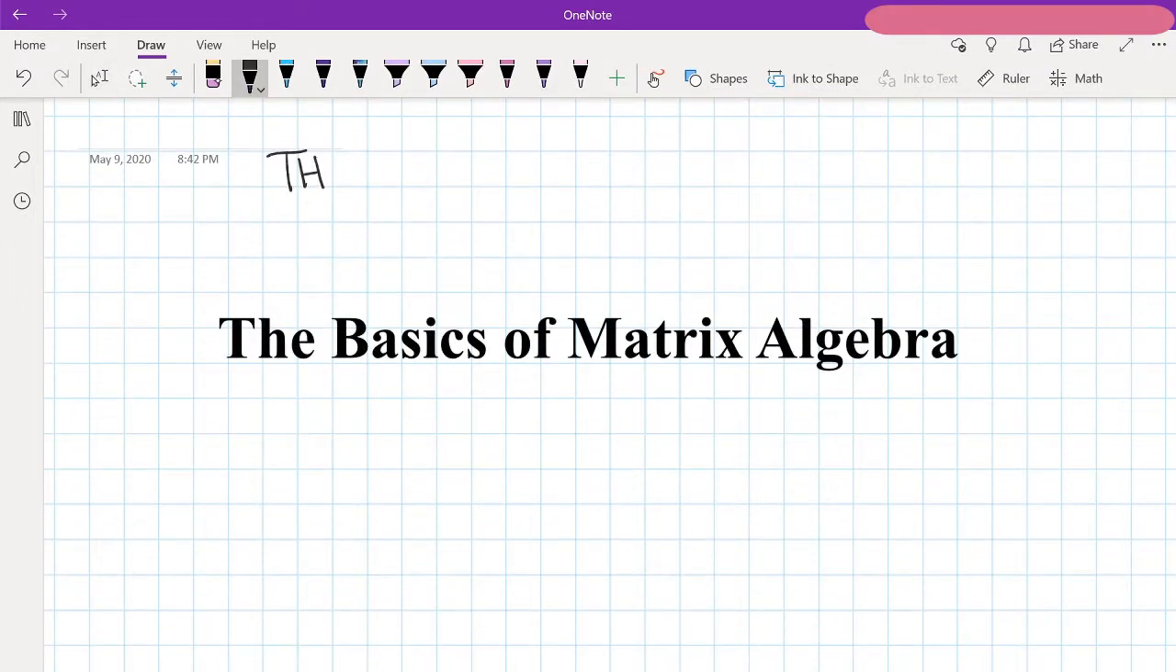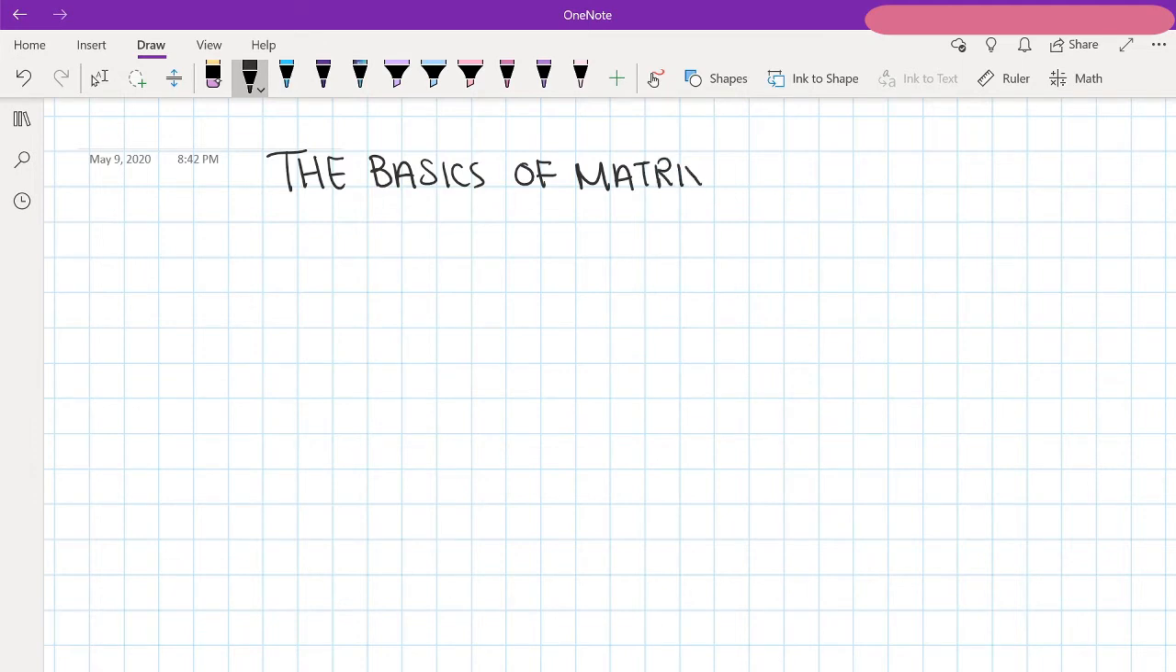Hey guys, Lauren here. So today we're going to be covering the basics of matrix algebra. This basically includes things like matrix addition, scalar multiplication, matrix multiplication, and the transpose.